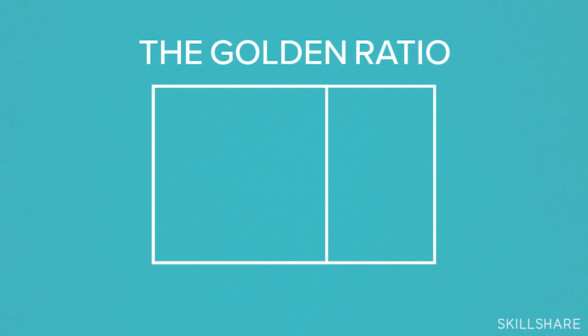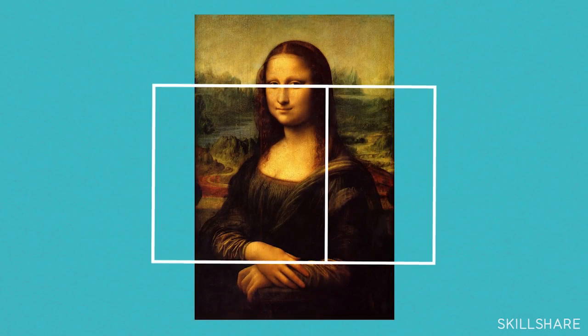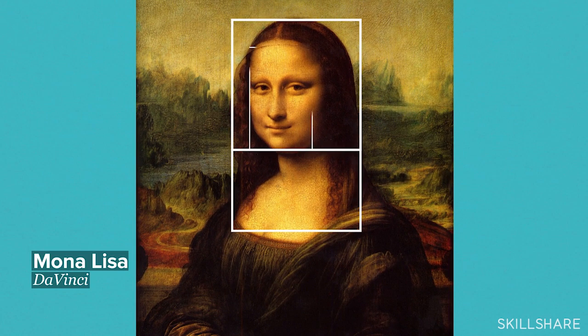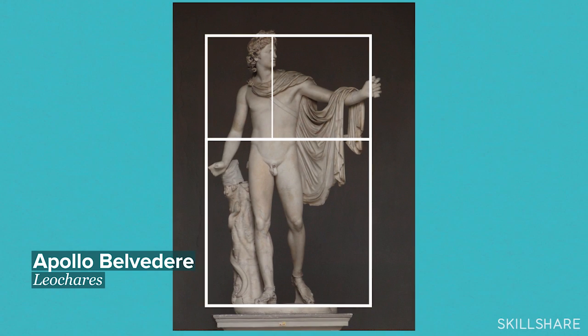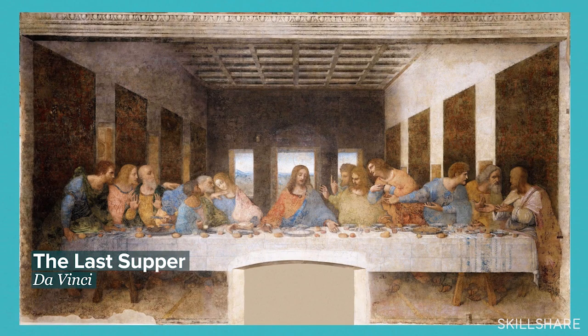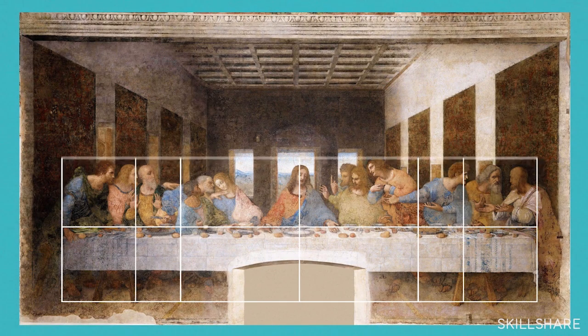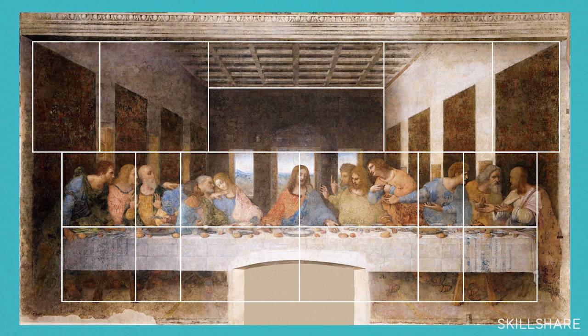Renaissance artists used the golden ratio extensively in their paintings and sculptures to achieve a sense of balance and beauty. Leonardo da Vinci, for instance, used it to define all the fundamental proportions of his painting of the Last Supper.